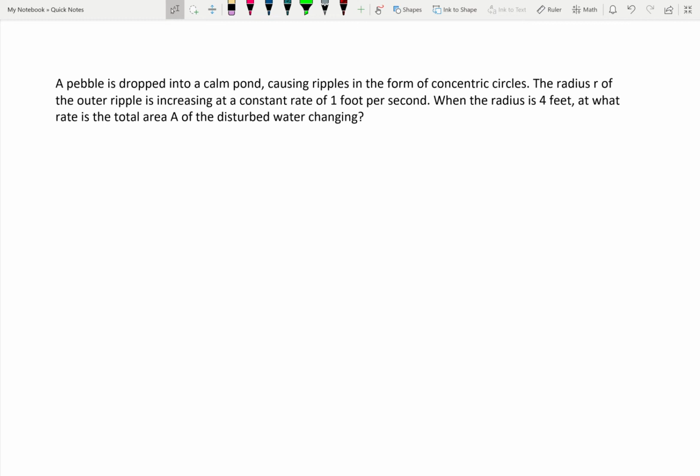All right, guys, let's go ahead. Let's do another related rates problem. This one's pretty straightforward, so it shouldn't be too bad.